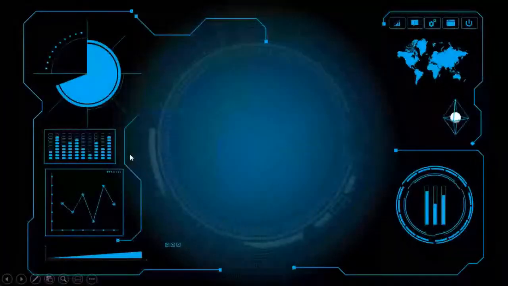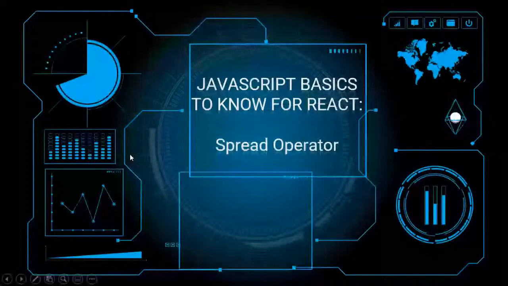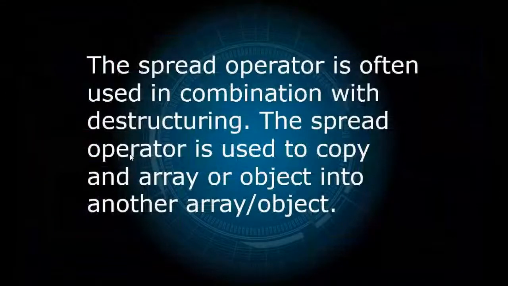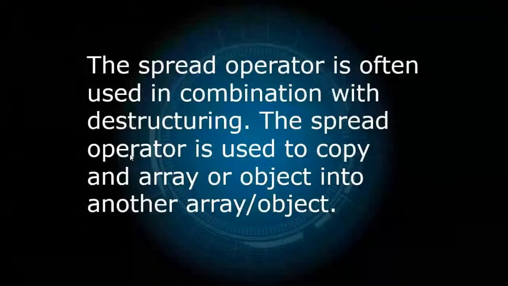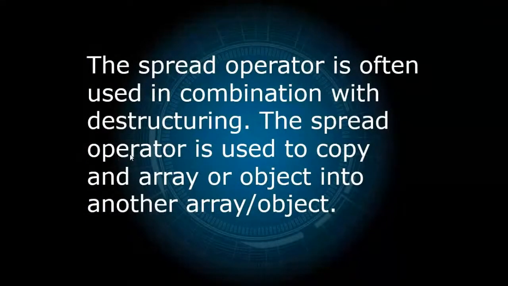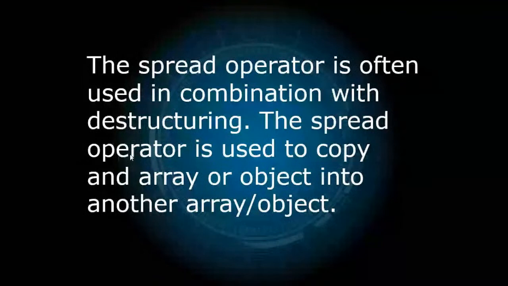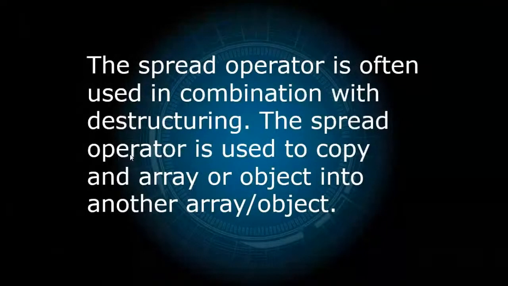The next thing you need to know for JavaScript basics for React is the spread operator. So the spread operator is often used in combination with destructuring. Everything that I'm teaching in this video is just showing you patterns, and a lot of these patterns go together. A lot of times when you're using a spread operator, you have some sort of destructuring going on, because the spread operator is helping you copy an array or object into another array, object, or a variable.